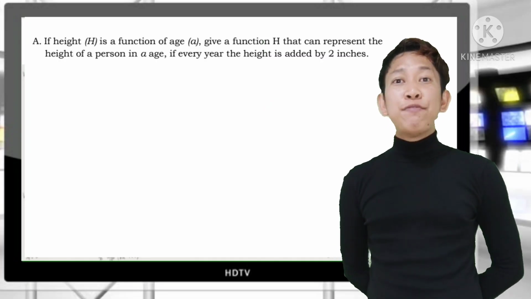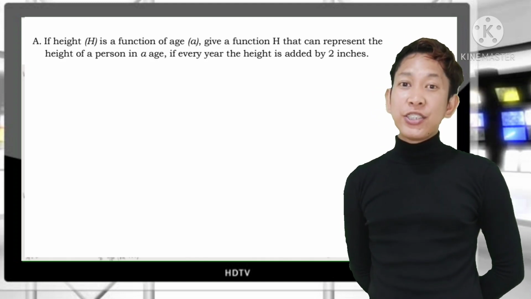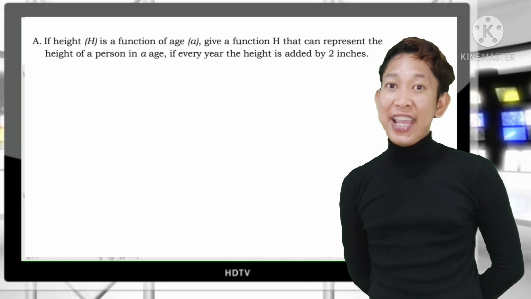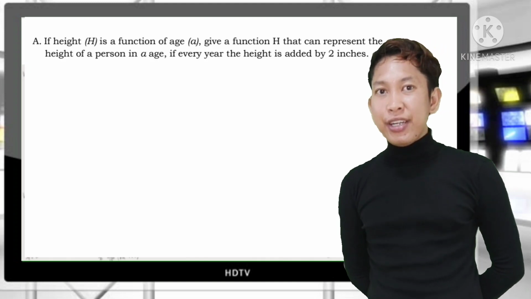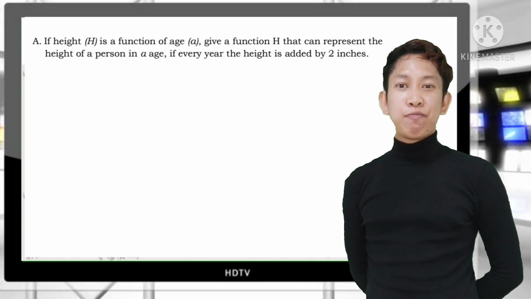Let's try the following real-life situation. If height h is a function of age a, give a function h that can represent the height of a person in age a, if every year the height is added by 2 inches.